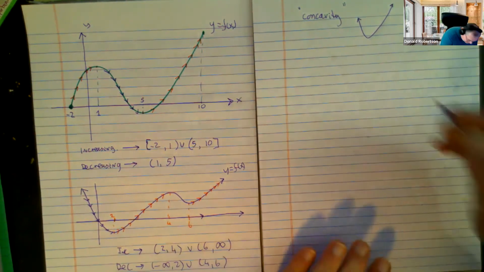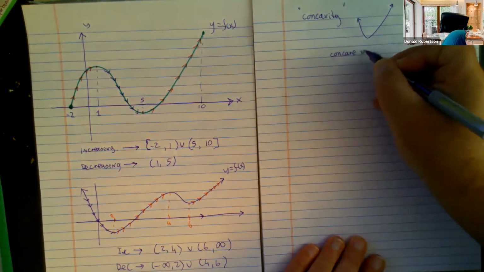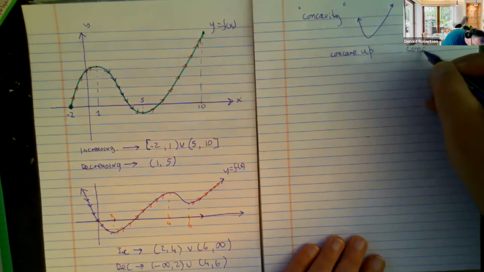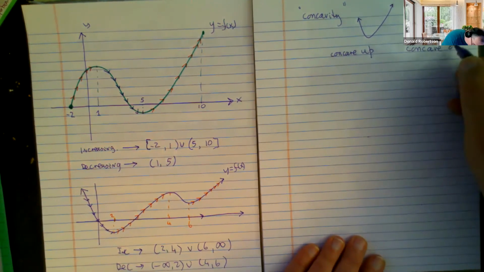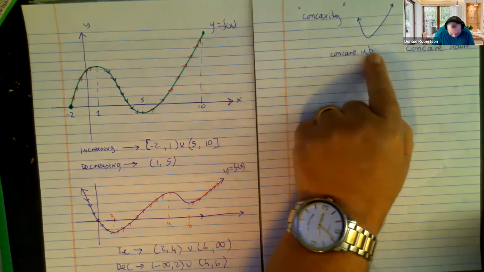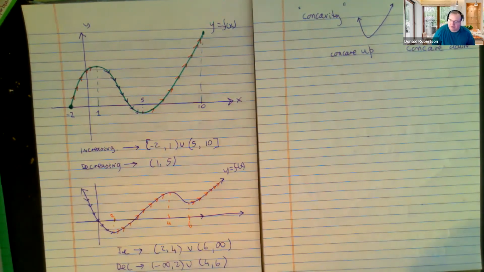Is the shape basically happy or is it sad? Now, when it's happy, we call that concave up. And when it's sad, we call it concave down. And I think they stick to the words, so it's concave upwards, concave downwards. I just do concave up, concave down for short.